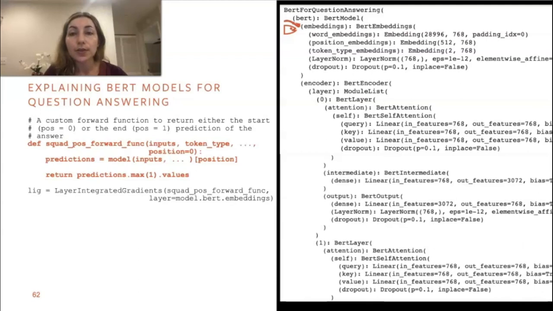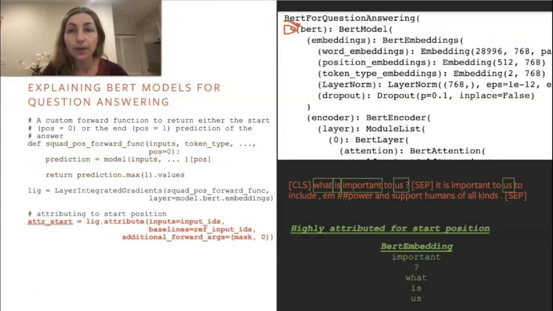In order to use layer integrated gradients, we need to first define a forward function that returns either the start or end position prediction using a position flag, based on the original model's forward function. The attribution algorithm returns an attribution score for each neuron in the embedding layer. We summarize all 768 neurons for each token and visualize the attribution scores for each token for start position prediction.